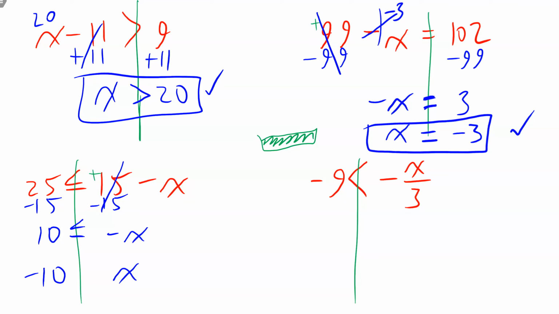And here is where it's important. This is that aha moment. I have to flip my symbol. So instead of less than or equal to, it actually becomes greater than or equal to. So I have to flip everything. And that will give me my final answer.